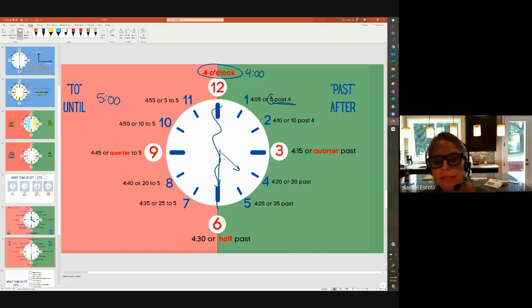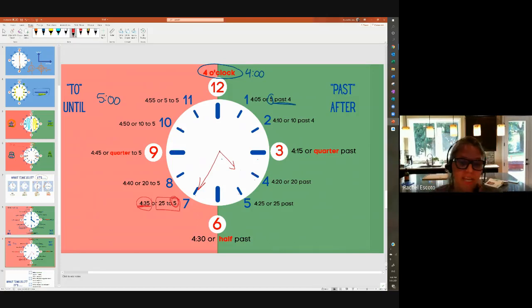Okay, so let me erase. And I'm going to make this one red, right? Okay, so again, our shorthand is kind of here at this point, and here's our minute hand. So this is 4:35, right? We could say it's 4, 5, 10, 15, 20, 25, 30, 35. 4:35, when we're talking about the 4 o'clock. But when we're talking about the next hour, when it's almost 5, we would say it's 5, 10, 15, 20, 25. It's 25 to 5.